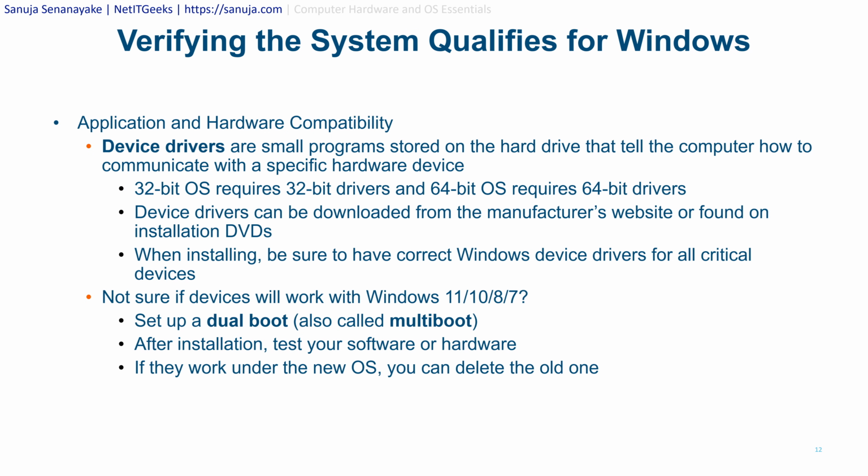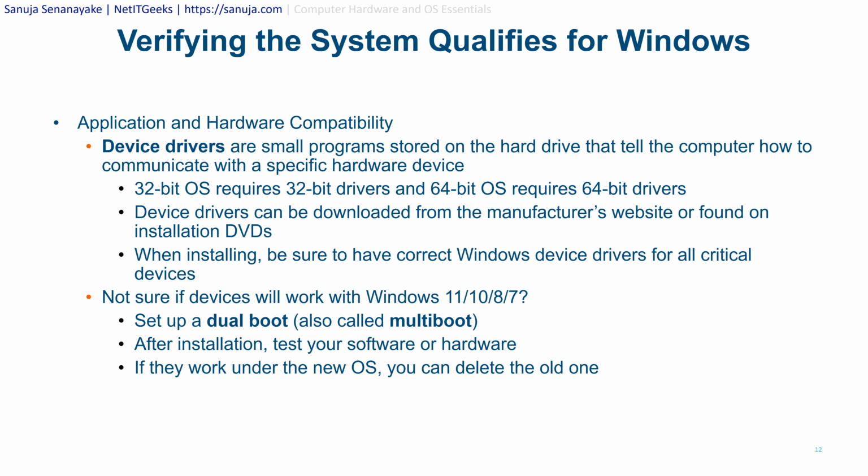Application and hardware compatibility. Device drivers are small programs stored on the hard drive that tell the computer how to communicate with a specific hardware device. The manufacturer of your hardware will build a small program called a device driver that will allow the operating system to communicate with the hardware. This allows compatibility with multiple hardware vendors working together with the Windows operating system. So you can have NVIDIA graphic drivers, you can have Intel network interface cards, and they all can communicate with your Windows operating system because of these device drivers.